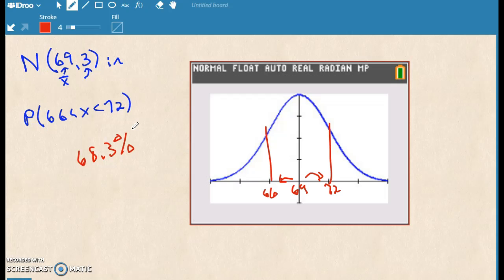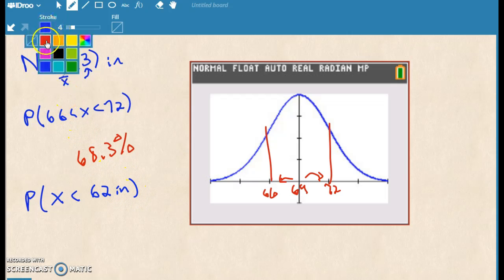Now, where the problem occurs is when you ask a question that doesn't fall right on one of these deviations, right? So if I said, what is the probability of finding a male less than, let's say, 62 inches, right? That is a situation where when I look at that on the curve, the next deviation back is 63. So 62 is somewhere here, and less than it is this area, right, that goes on theoretically forever. How am I going to find that?